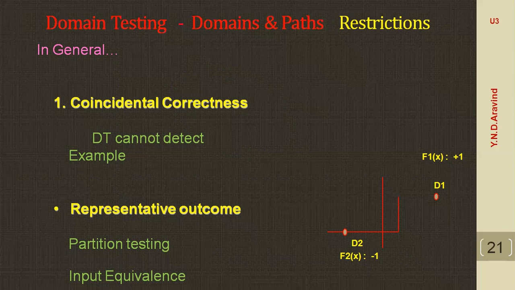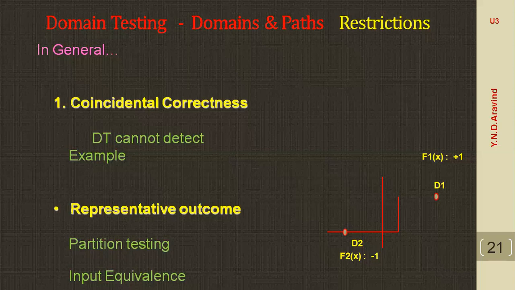Some of the restrictions include coincidental correctness. The name itself is saying coincidental. Domain testing is not good at finding bugs for which the outcome is correct for the wrong reasons. So coincidentally, it is wrong for the wrong reasons, yet we got a correct result.